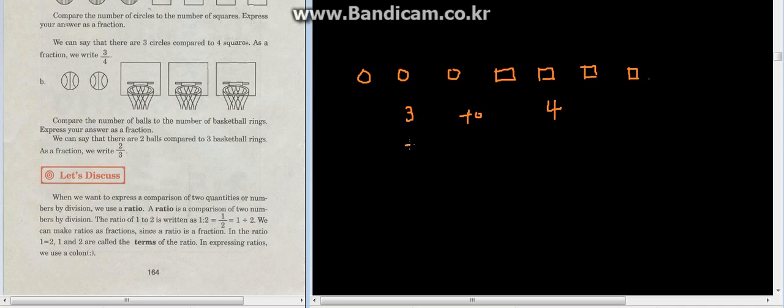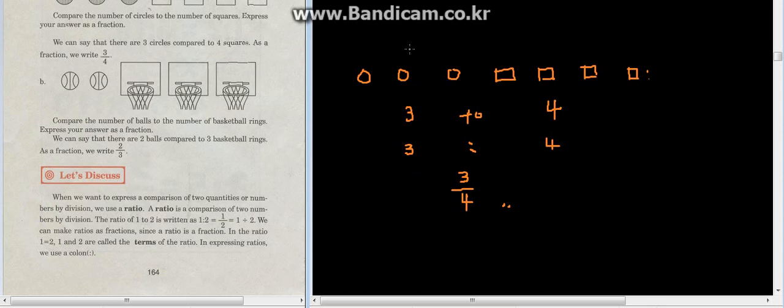And you can also use a colon here, and you can read 3 to 4. And finally you can use a fraction, 3 over 4. In ratio, the order of the quantities is really important. So let me prove it.